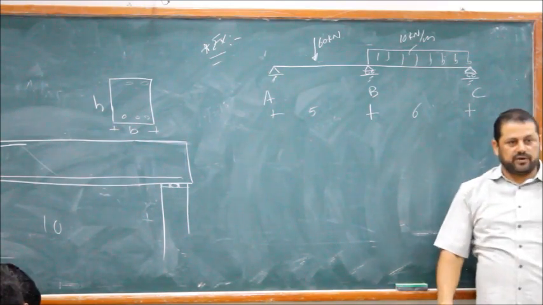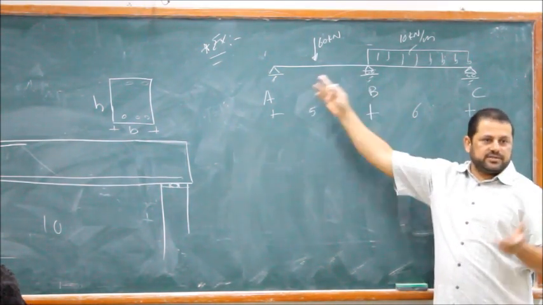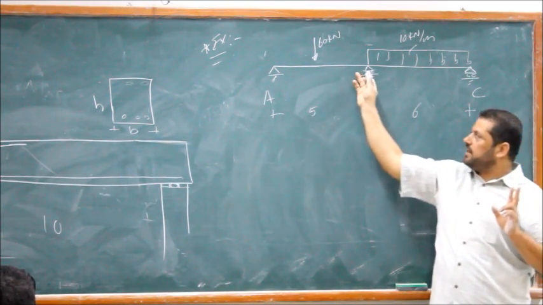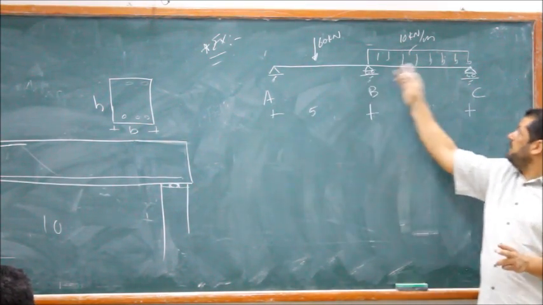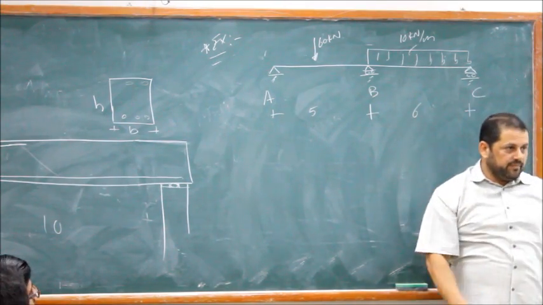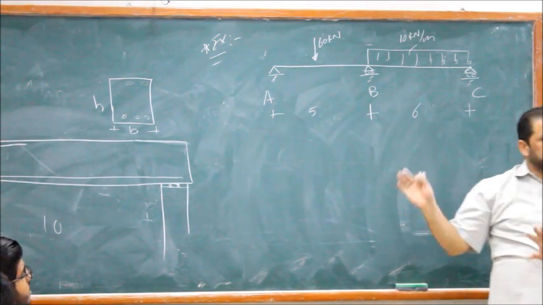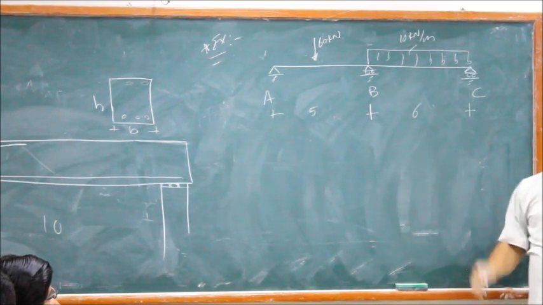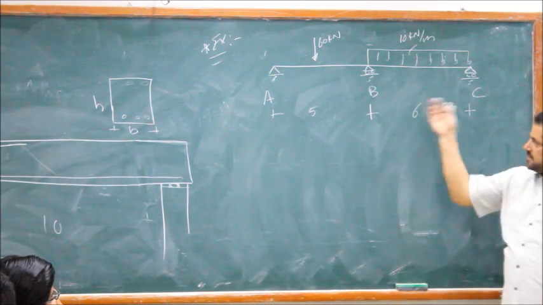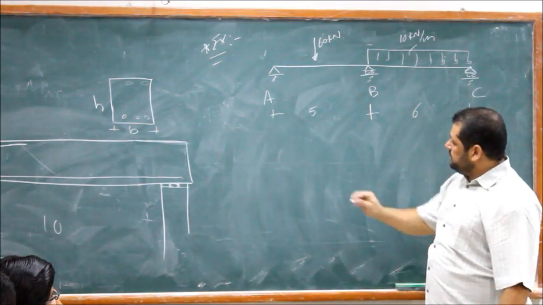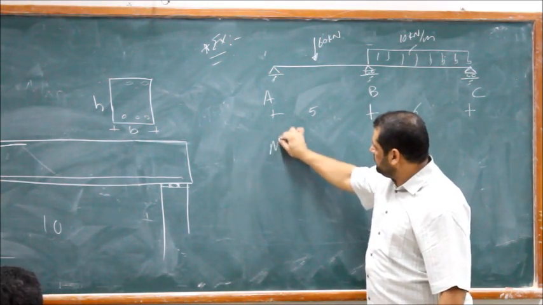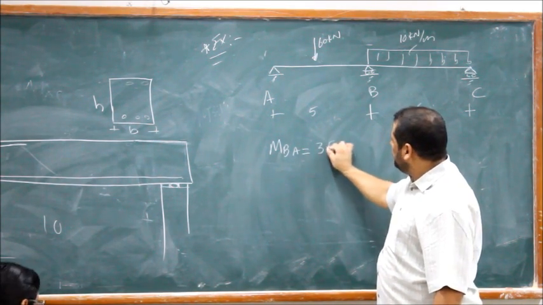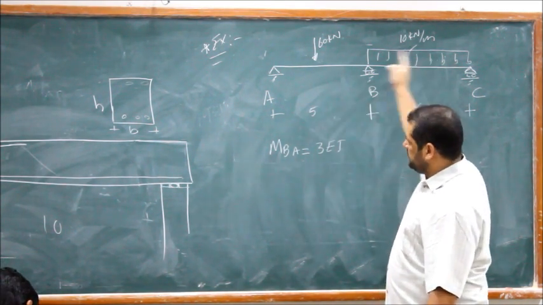So, one equation. We don't need MAB, we know it is 0. We don't need MCB, we know it. So we just need to find MBA and MBC, and we know MBA plus MBC equals 0. Then we find theta at B, then we find everything. But let's see. MBA equals 3, EI is constant.